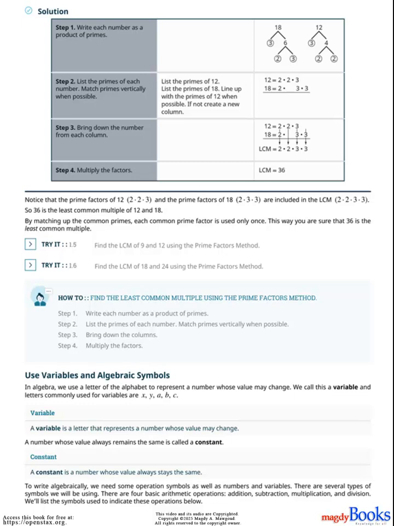Try it 1.5. Find the LCM of 9 and 12 using the prime factors method. Try it 1.6. Find the LCM of 18 and 24 using the prime factors method. How to find the least common multiple using the prime factors method. Step 1. Write each number as a product of primes. Step 2. List the primes of each number. Match primes vertically when possible. Step 3. Bring down the columns. Step 4. Multiply the factors.